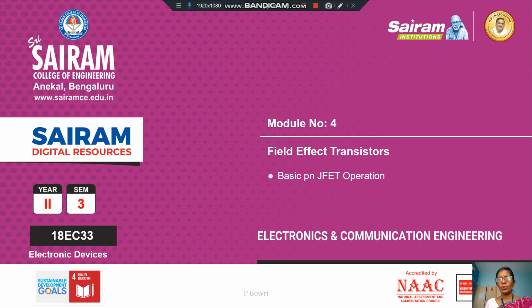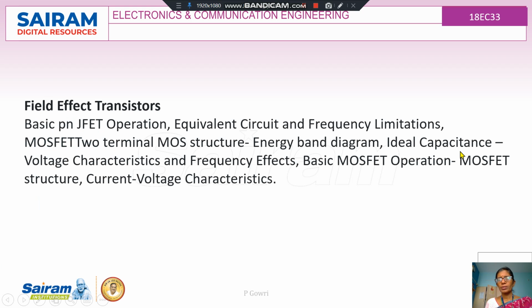So in this video, we will be discussing what is meant by field effect transistors and what is meant by characteristics, equivalent circuit and the frequency limitation of the JFET and MOSFET. What is a two-terminal MOS structure, its energy band diagram, the capacitance voltage characteristics and frequency effects. Also, we will be learning the basic MOSFET operation and its current voltage characteristics.